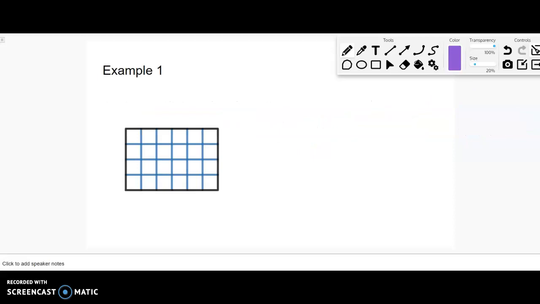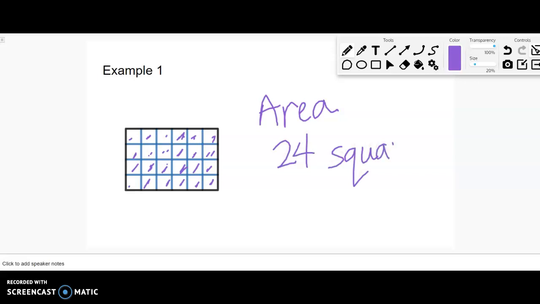All right, so here's an example. We have a rectangle and we do have a grid. So to figure out the area, I can count the squares. 1, 2, 3, 4, 5, 6, 7, 8, 9, 10, 11, 12, 13, 14, 15, 16, 17, 18, 19, 20, 21, 22, 23, 24. Okay, so I know that area is 24, and then we would say square units. If we knew that it was inches, we could say square inches. If it was centimeters, we could say square centimeters. So whatever units it's in.